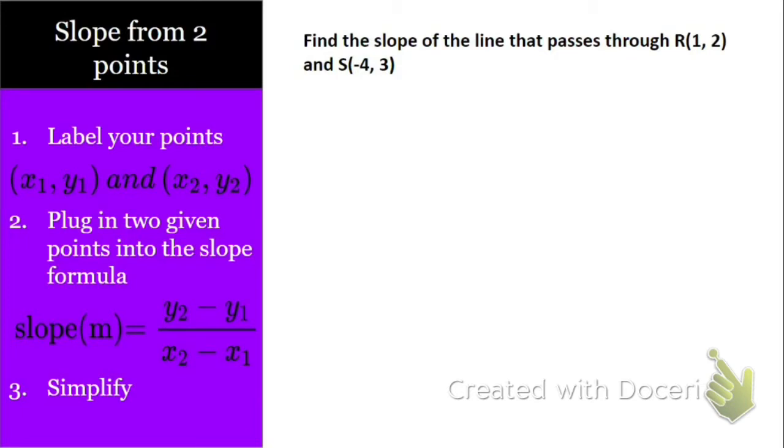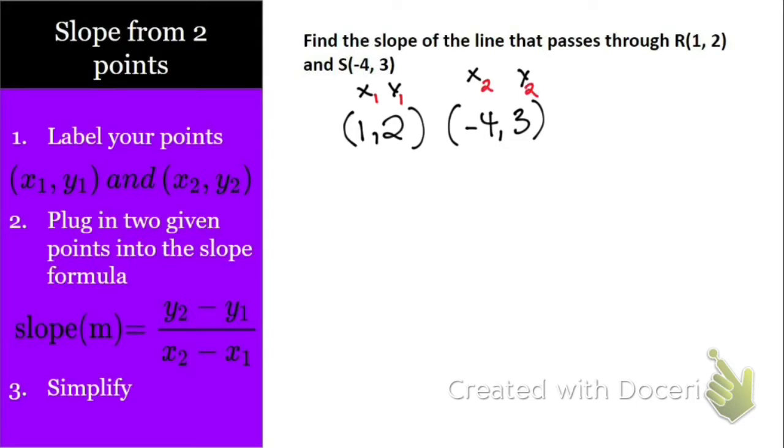It says find the slope of the line that passes through the points (1, 2) and (-4, 3). Step 1, let's label. I label my ordered pairs: this is my first ordered pair, and I'm going to put an x and a y above it. Then I write my second ordered pair and put an x and a y above it. This is my first one, so I put a little 1 here. My second one, I put little 2's.